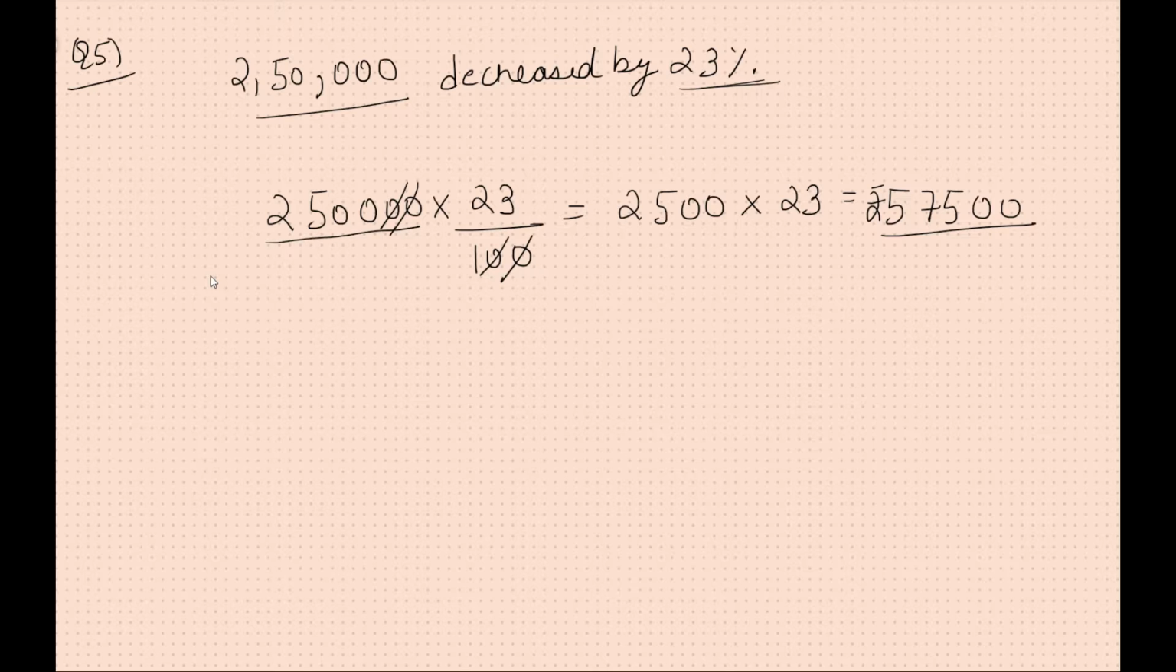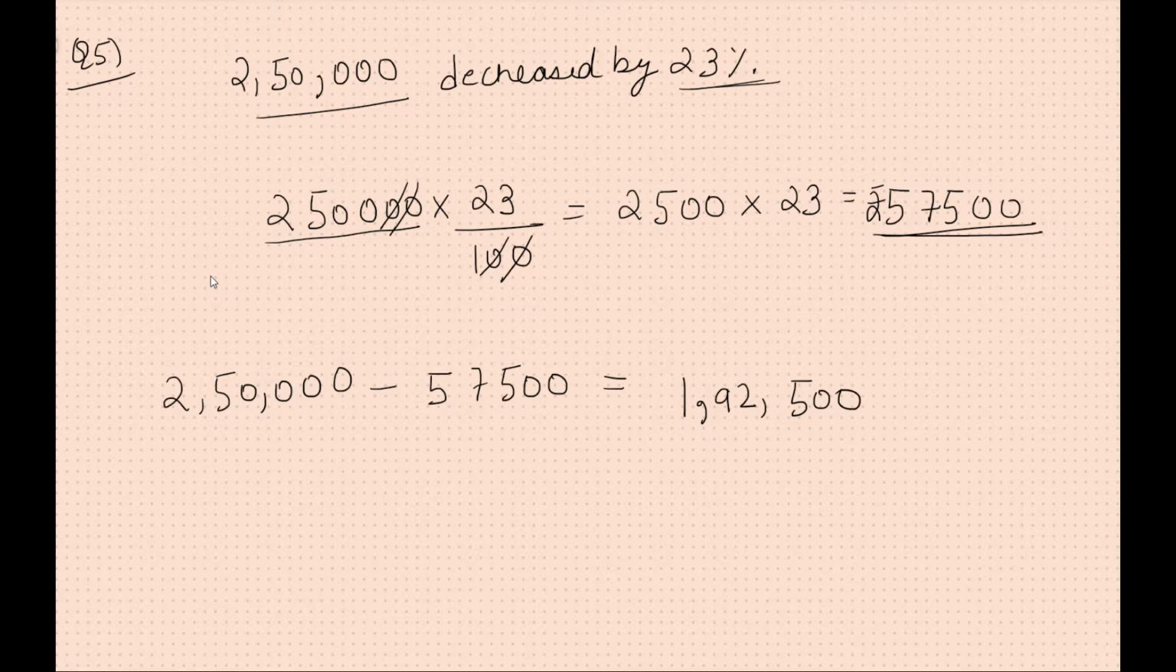So how much is it worth at the end of the year? At the start of the year it was 2,50,000, and by the end of the year its value decreased by 23%, so minus 57,500. You will do the subtraction and you will get the answer. It will come out to be 1,92,500 rupees. This will be your answer, children.